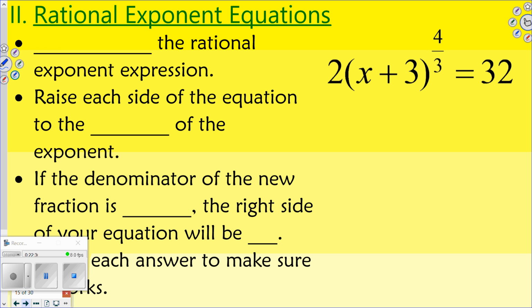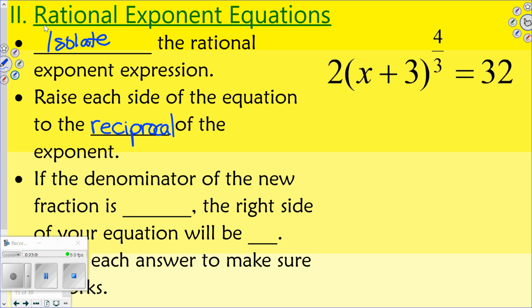So first you will isolate the rational exponents expression, so get it by itself. You're getting the parenthesis with exponents by itself. Move away anything that's not in that parenthesis. Then you will raise each side of the equation to the reciprocal of the exponent. What's the reciprocal of 4/3? 3/4. Don't change the sign, though. You just literally flip it over.